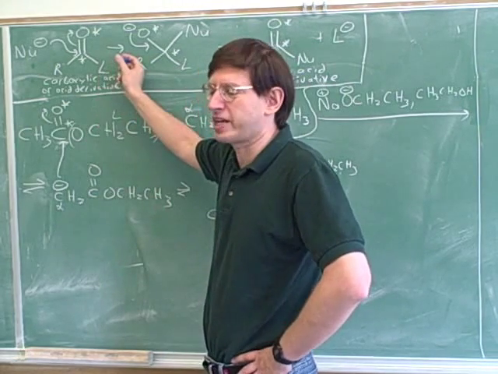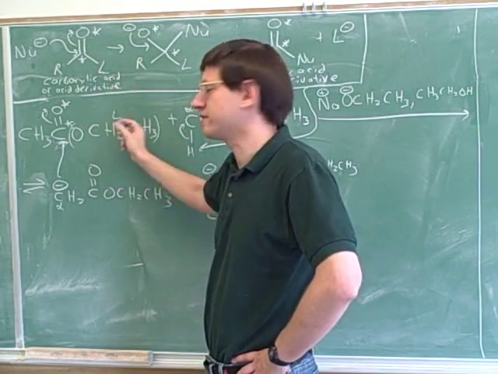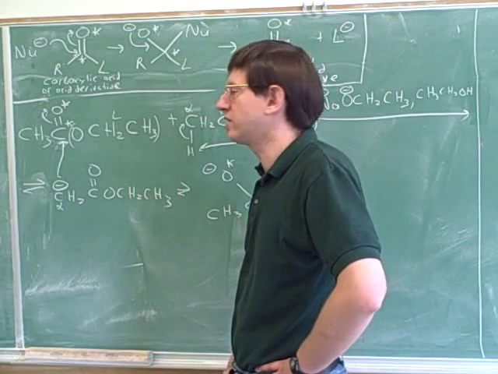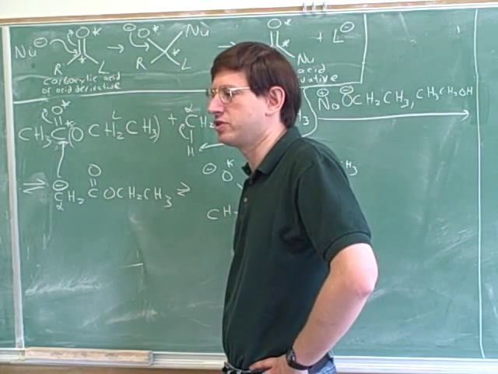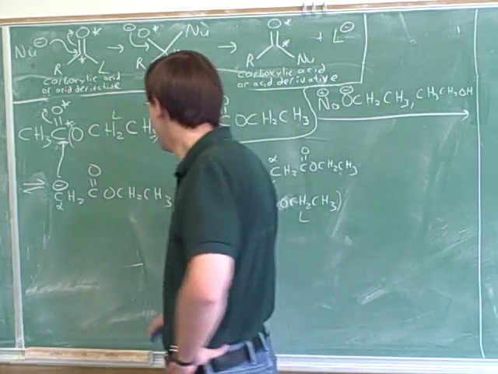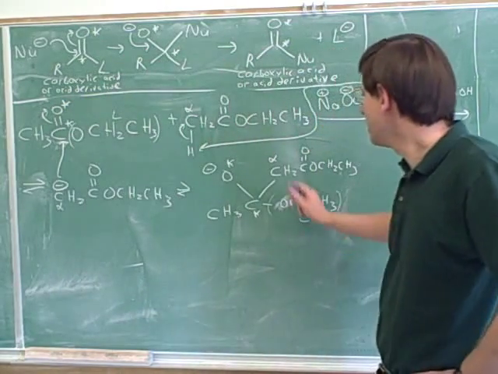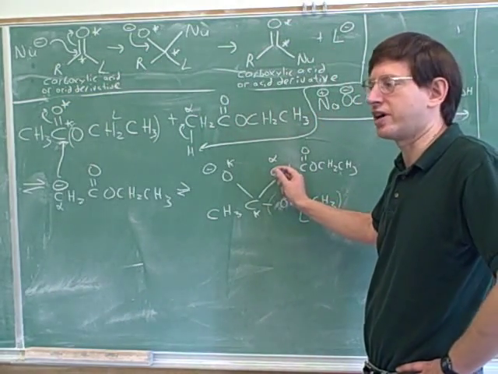Remember that we expect to be following this pattern. So we expect this to leave. This is just like all the addition-eliminations we were just talking about a few minutes ago, just with a more complicated nucleophile. So here's still the L group. Here's the nucleophile. This used to be the alpha carbon that attacked.